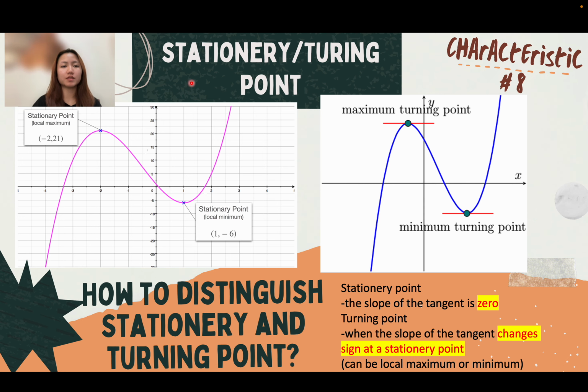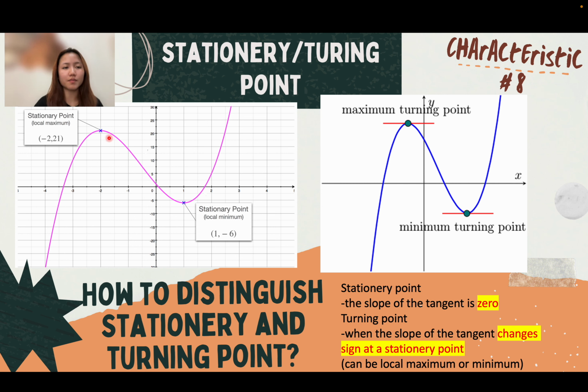Next, we are going to talk about stationary point and turning point. What is a stationary point? A stationary point means the slope of the tangent is 0. A turning point means the slope of the tangent changes sign at the stationary point. This is what is different about a stationary point and a turning point.